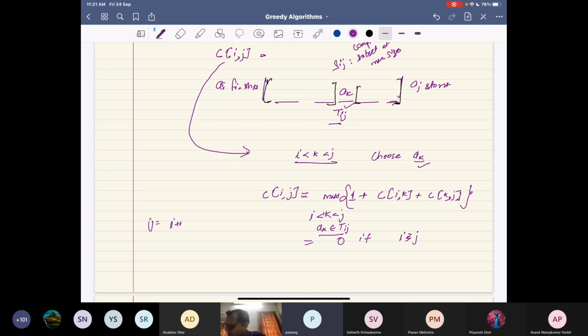Sir, is it guaranteed that for all k from i to j that AK will belong to Tij? No, no. So how can we check that? That's easy to check. I'll explain that in the code. You have to just see the start time of k. In the worst case, you will have everything, right? But you can always exclude something by seeing its start time.